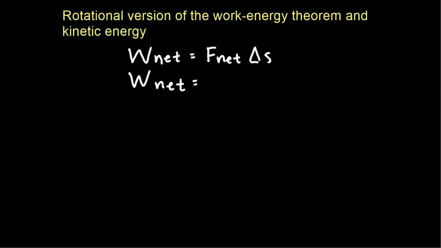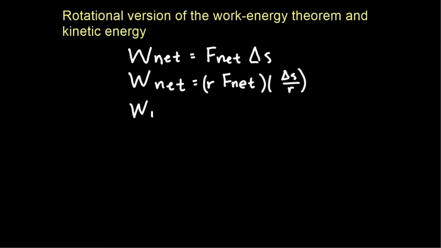Now we're going to look at the rotational version of the work-energy theorem, and we're going to derive kinetic energy for rotational motion. We know that the net work is equal to the net force times displacement. I'm going to multiply the F net by R, which will give me torque, and I'm also going to divide the displacement by R. This way I'm not changing the right-hand value overall.